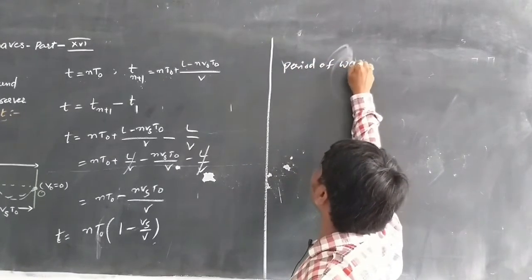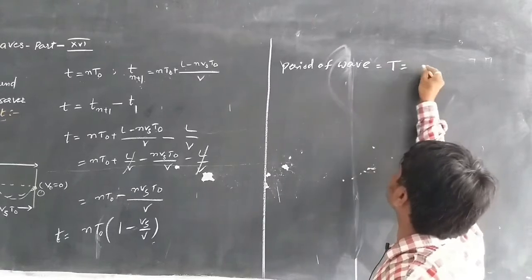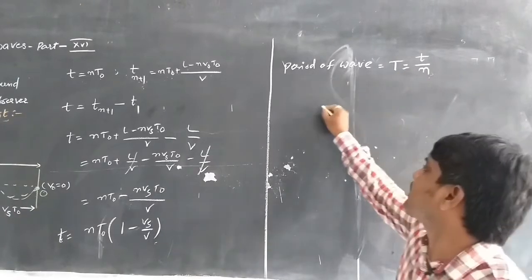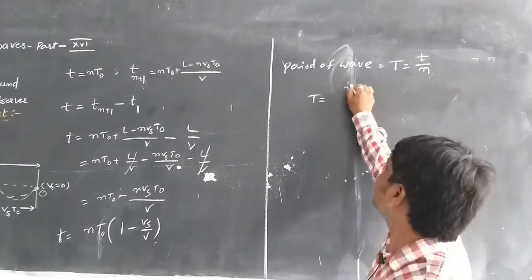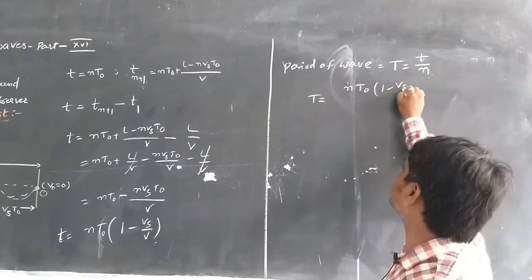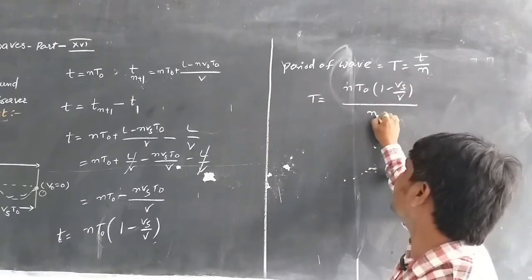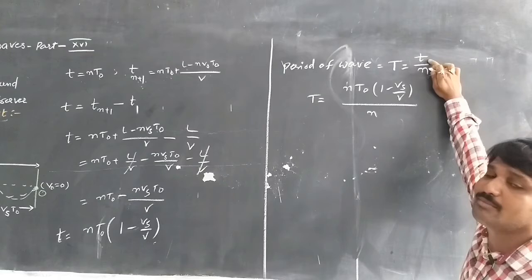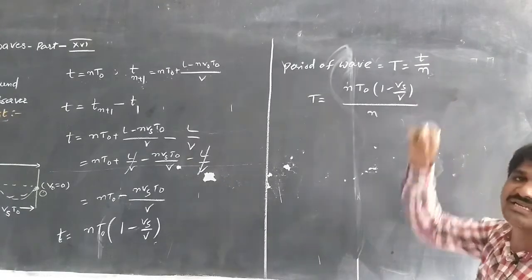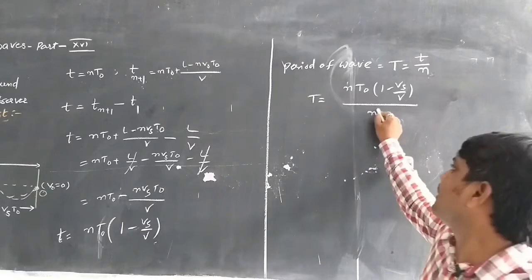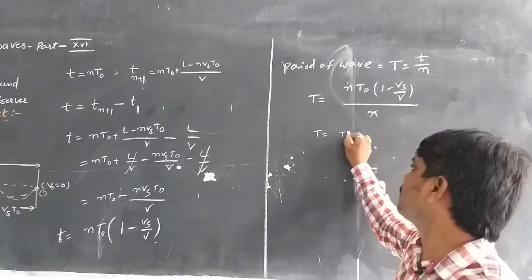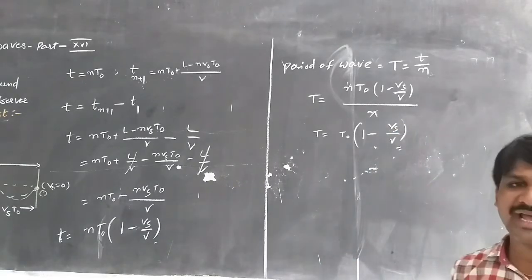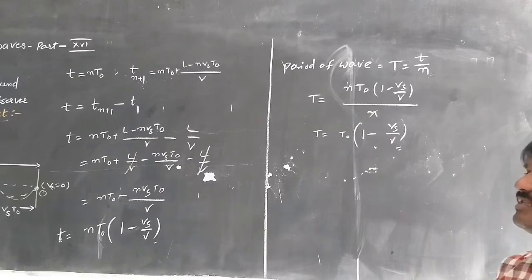the period of the wave, capital T, is equal to total time by number of waves produced. So we take T is equal to nt naught of 1 minus Vs by V, by n. T means the time taken to complete one wave, that is, total time by number of waves produced; then only we get the period of the wave. Then n gets cancelled, and we get T is equal to T naught of 1 minus Vs by V. Here is the equation for the time period of the wave according to the Doppler effect.